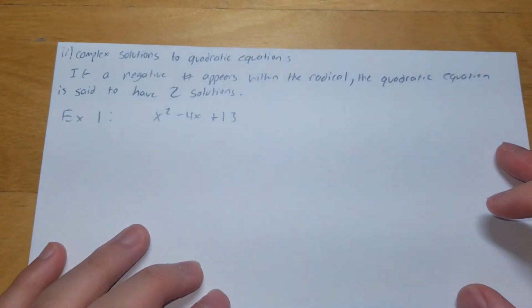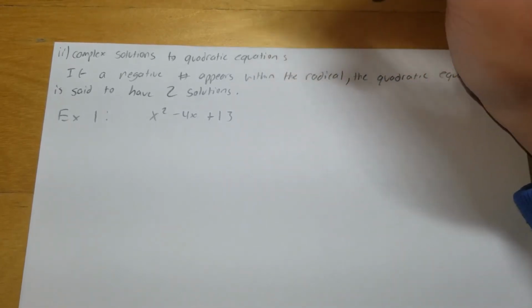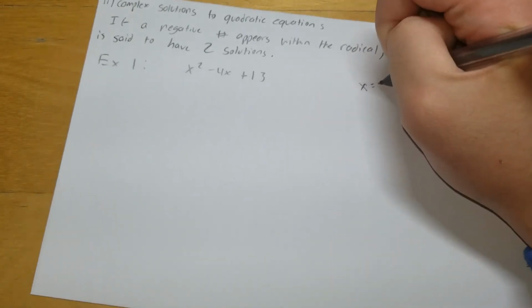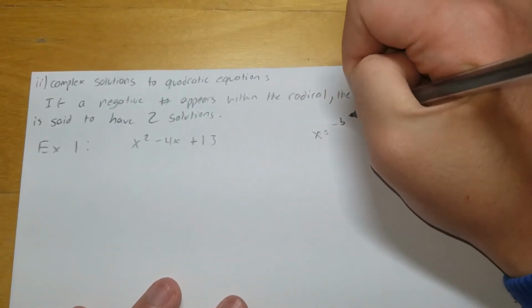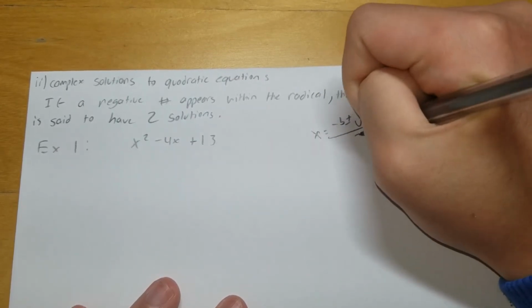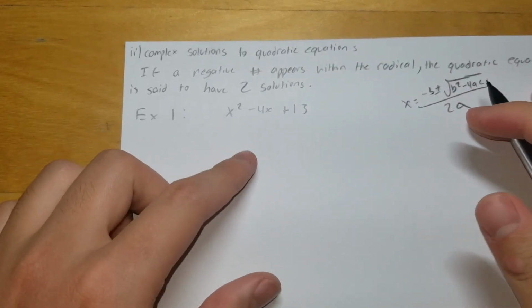Moving on, we have complex solutions to quadratic equations. If a negative number appears within the radical, the quadratic equation is said to have two complex solutions. Once again, the quadratic formula, from one of the other lessons I did prior, is x equals negative b plus or minus square root of b squared minus 4ac over 2a. That's your general form. So let's apply it to this.